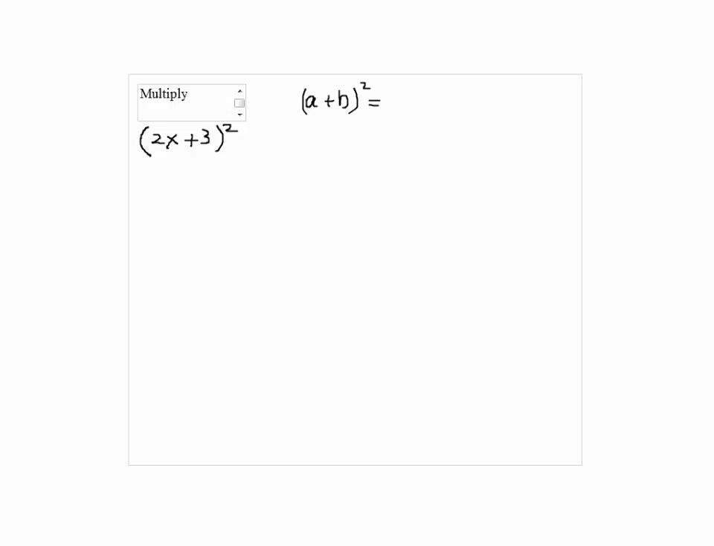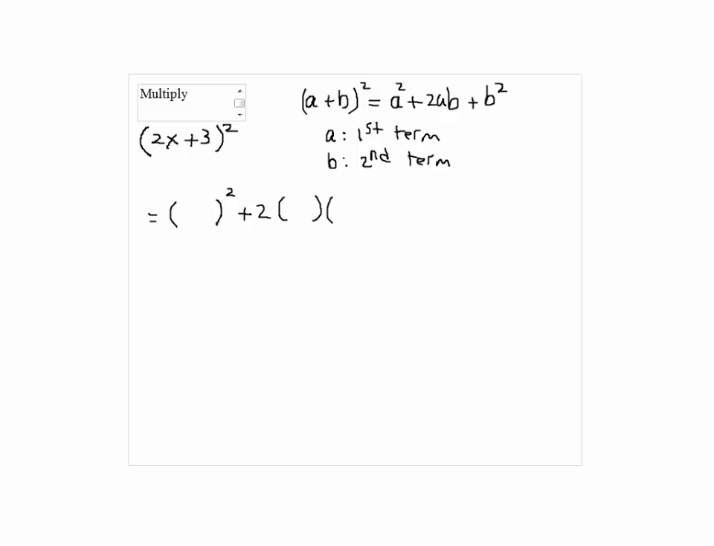Multiply 2x plus 3 to the power of 2. Recall a plus b to the power of 2 is the same as a to the power of 2 plus 2ab plus b to the power of 2, where a is the first term and b is the second term.